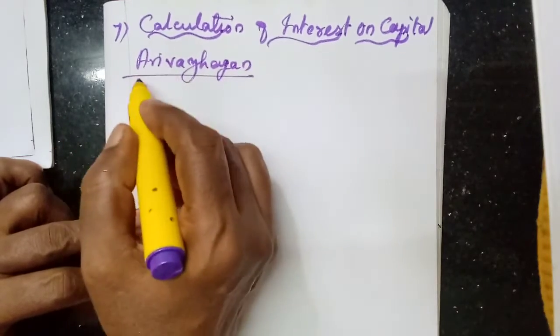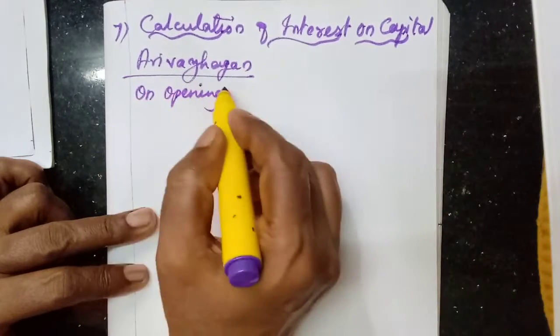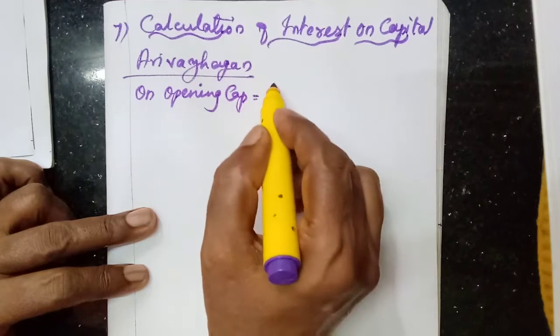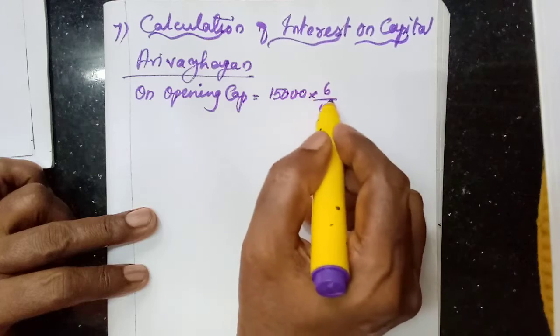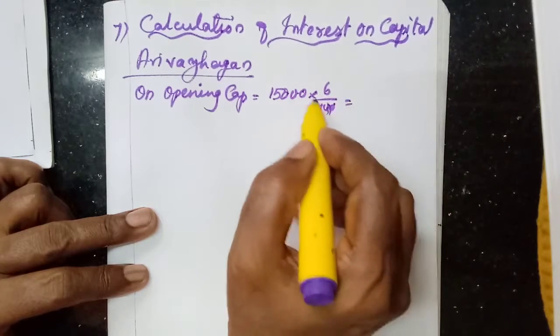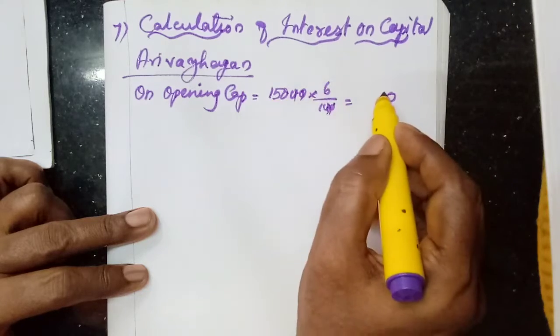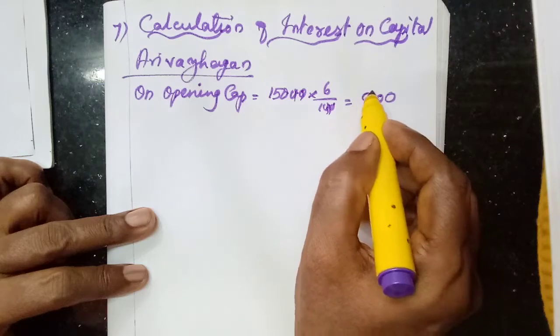Okay, first on opening capital. How much? 15,000 for him, isn't it? So for the full year, only the rate by 100 we have to calculate. 20, then 10, 5 6 are 30, balance 3, 1 6 is 6, 6 plus 3, 9.